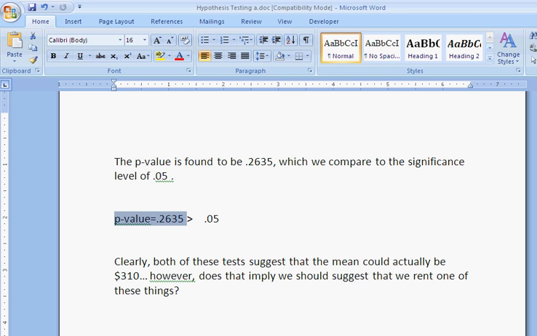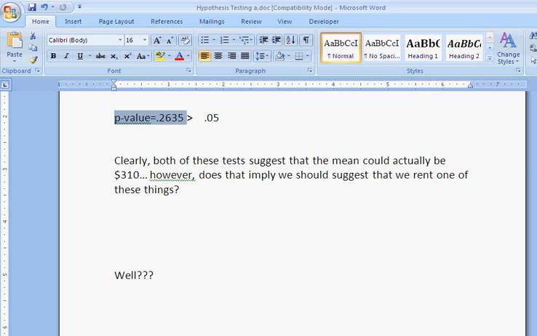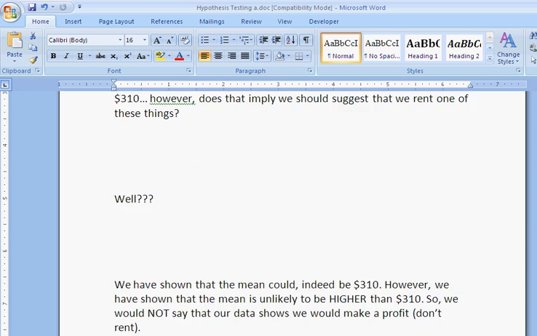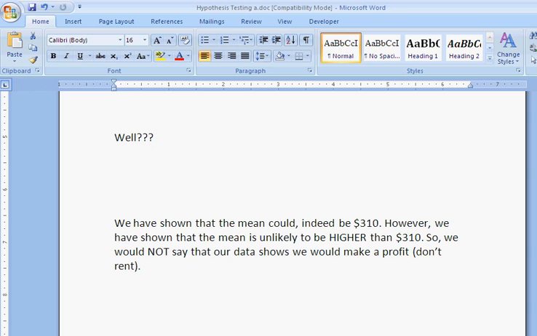However, what does this mean? Does that imply that we should rent one of these things, or does it not? Well, we've accepted the null. The null means it could be 310. Do we rent it? Well, no, we shouldn't. Why not? Because what we've shown is the evidence suggests that the rental might not be covered by the intake of the cost or the intake sales. Why? Because sales might be 310. I have not shown conclusively that sales will be greater than 310. The only way I'm going to make a profit is if sales are greater than 310.